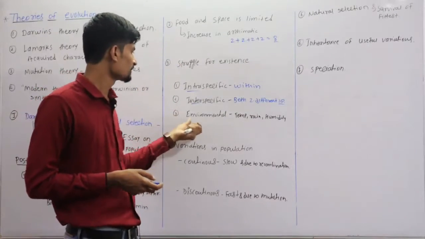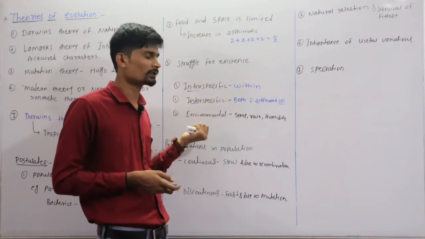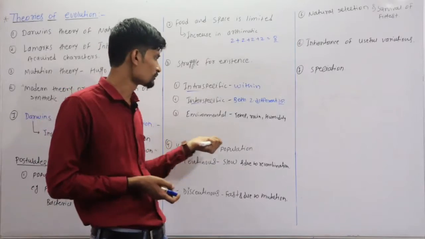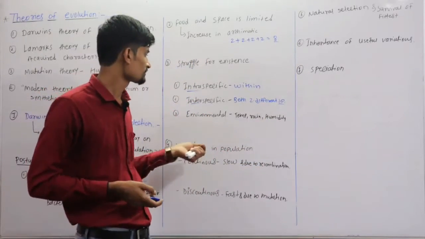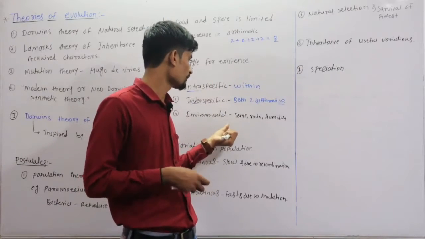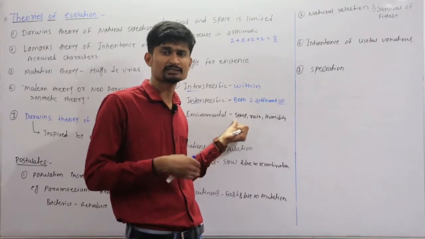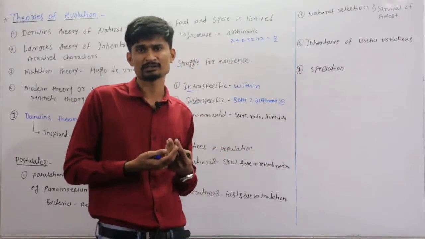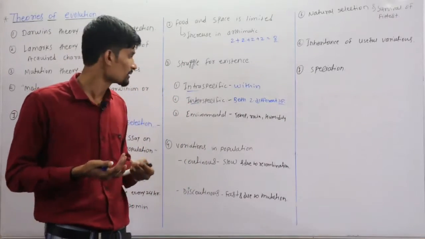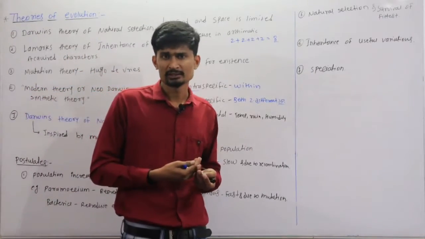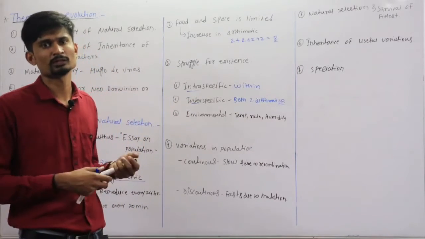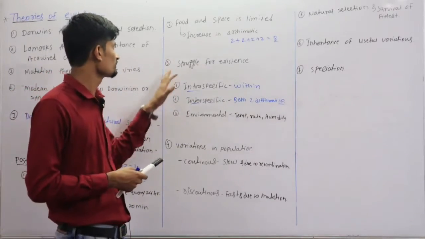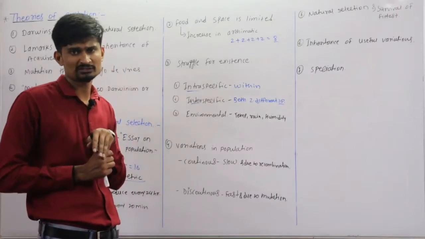Then the third one is the environmental struggle. The environmental factors include temperature, rain, humidity. Organisms continuously struggle for existence or fight with environmental factors like temperature. There are changes in temperature, rain, humidity, so different organisms struggle for existence. So this is the third postulate, that is struggle for existence.